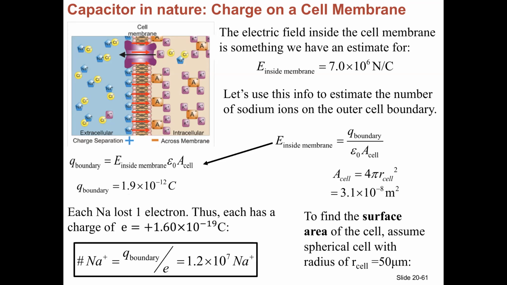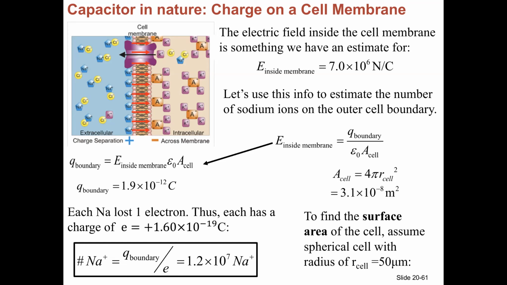From there, if we want to know how many ions we have, each sodium ion lost 1 electron, right? As it's a singly ionized sodium ion. So if we want the number of ions, we can do a calculation like we did to find the number of electrons on the balloon. Since they each lost 1 electron, they each have a charge of plus 1.6 times 10 to the minus 19. So if we divide the total charge on the boundary by that charge of 1 ion, we get the total number of sodium ions we have accumulated around the outside of this cell. It's about 1.2 times 10 to the 7, or about 1.2 million sodium ions.